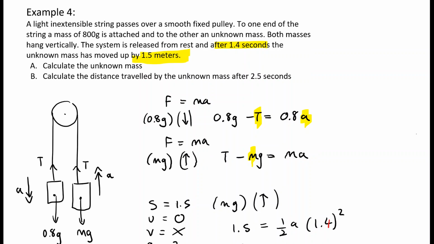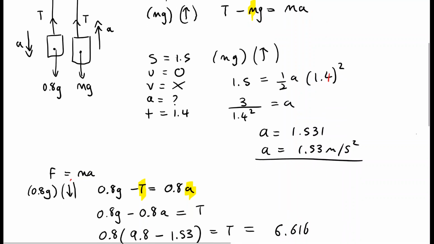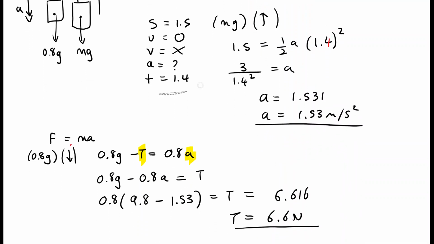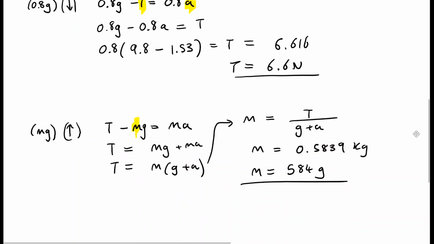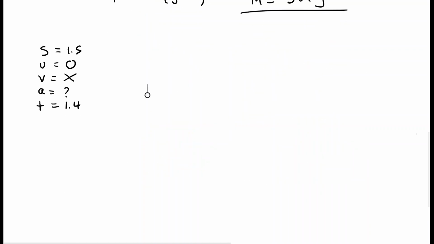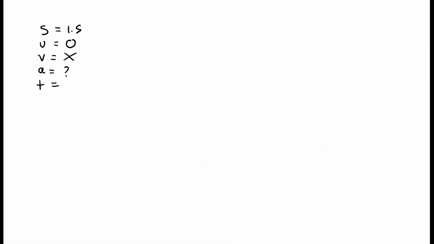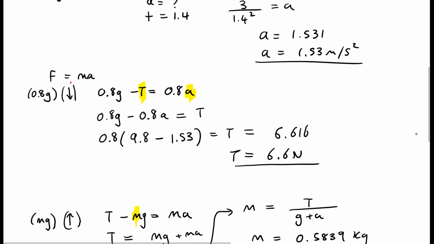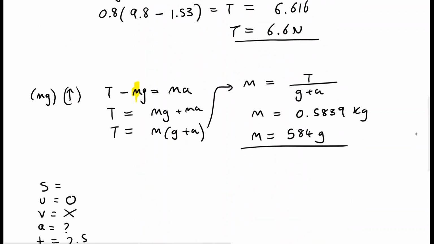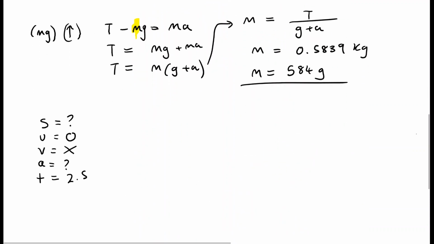Okay. Then calculate the distance travelled by the unknown mass after 2.5 seconds. So we can take the SUVAT information and it's asking how far something has travelled. The distance travelled, so question mark next to the distance. The system is still released from rest. We don't know the final velocity. We do know the acceleration to be 1.53.